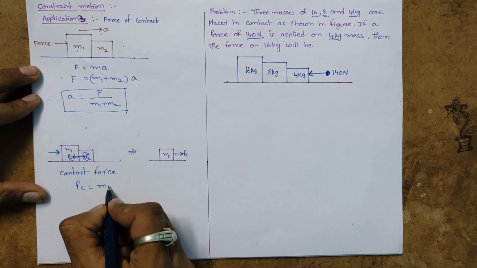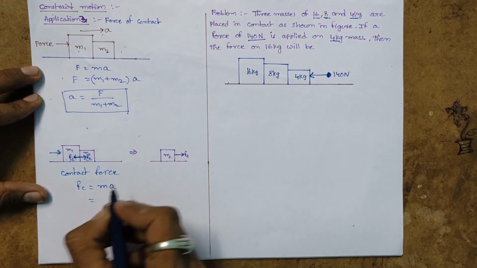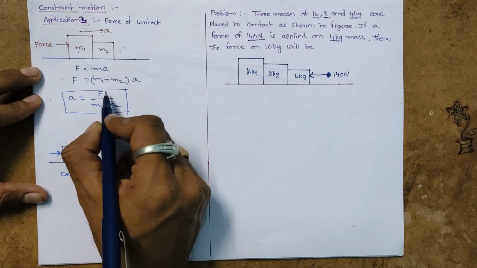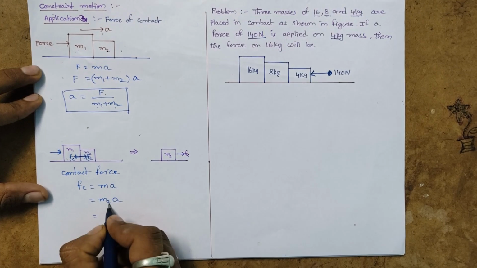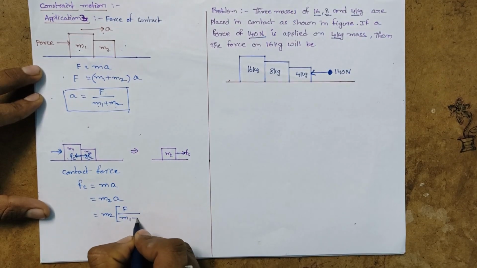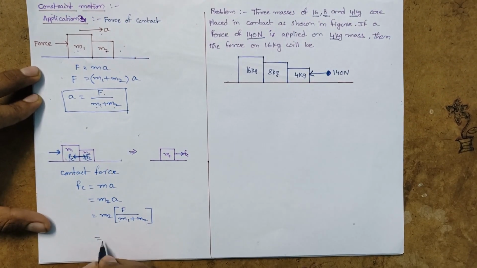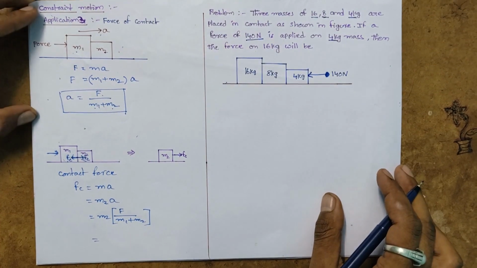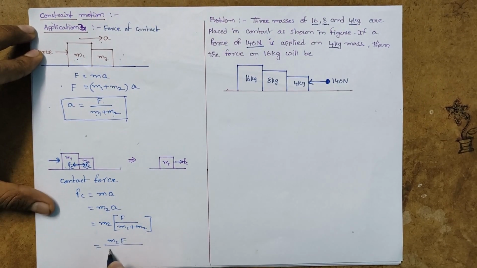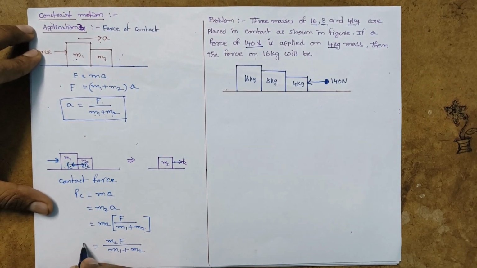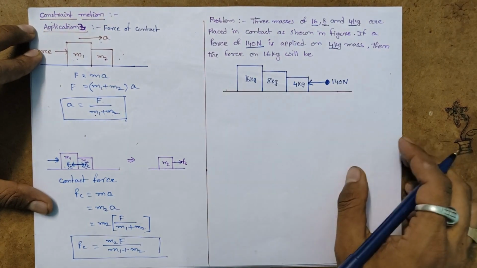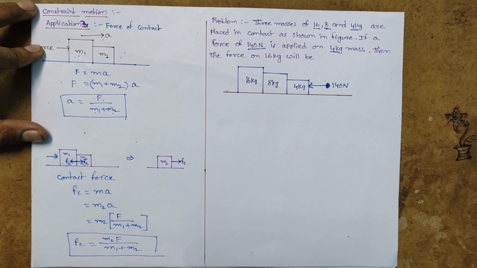So here the contact force Fc is equal to m into a. Here m means m2 into a. But the acceleration formula we know is F by (m1 + m2). So you can substitute here m2 into F by (m1 + m2). So this equation we can write as Fc = m2 F by (m1 + m2). So this is the contact force.